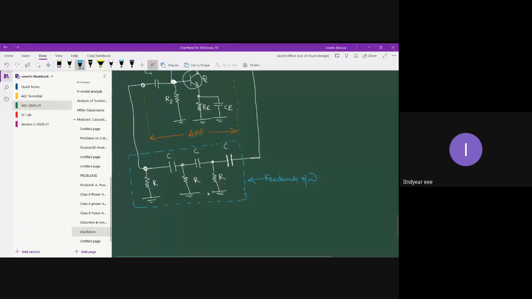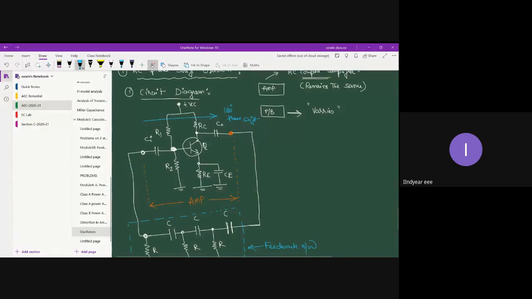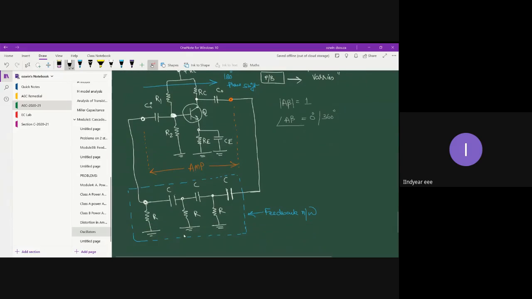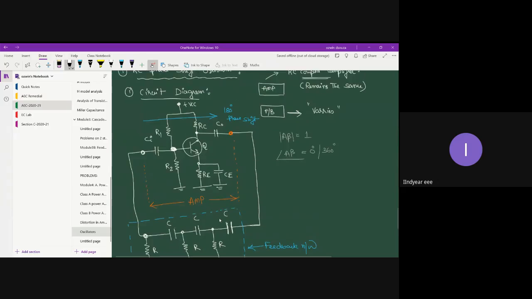So what should be the phase shift introduced by the feedback network? Remember one thing, while studying the oscillator principle, we had seen that the condition A beta should be 1, right? And the angle of A beta, that is the total loop angle, should be 0 degree or 360 degree. In order to get 0 degree or 360 degree, you are supposed to introduce a further 180 degree phase shift, because 180 degree phase shift is given by the amplifier network.